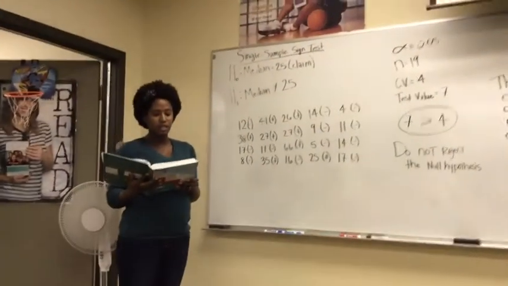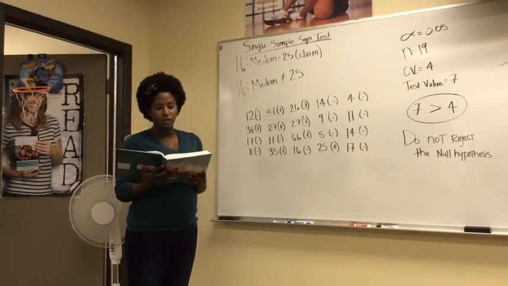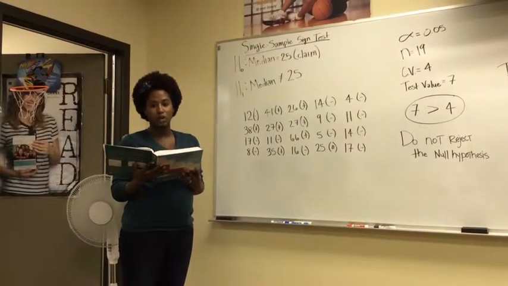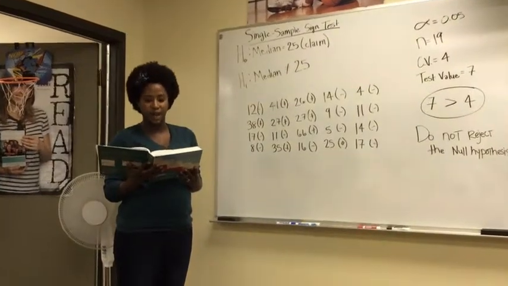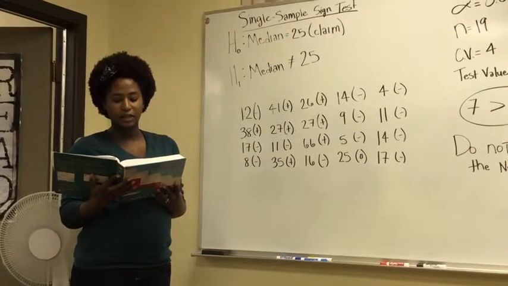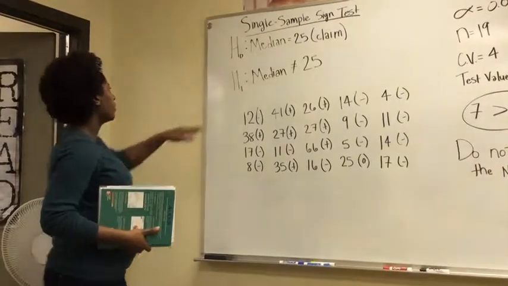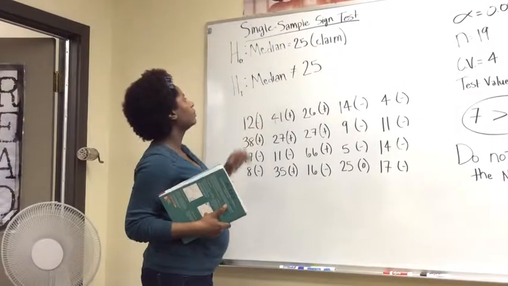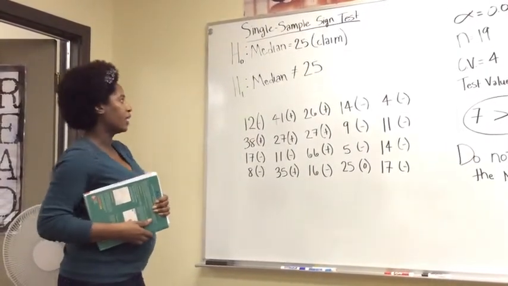I'm using exercise 13-2, question number 7. The question reads, cyber school enrollment. An educator hypothesizes that the median of the number of students enrolled in cyber schools in school districts in southwestern Pennsylvania is 25. At alpha equals 0.05, is there enough evidence to reject the educator's claim? And here, your null hypothesis is the median number is 25, and that's our claim. And then we have our alternative hypothesis that the median does not equal 25.